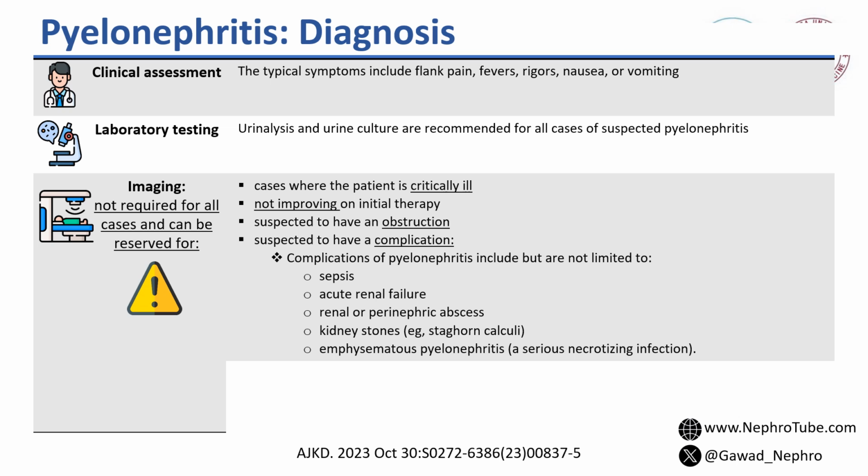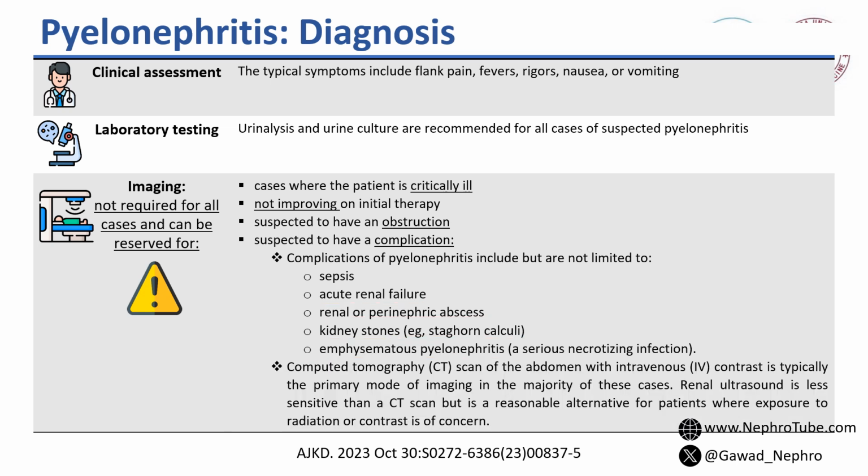First, sepsis. If the patient with pyelonephritis is associated with sepsis, if the patient has acute renal failure, if there is evidence that the patient has a renal or perinephric abscess, if there is a kidney stone, as we mentioned, especially staghorn calculi, which is common with infection, and if there is suspicion that the patient has emphysematous pyelonephritis, which is a very severe fatal infection.